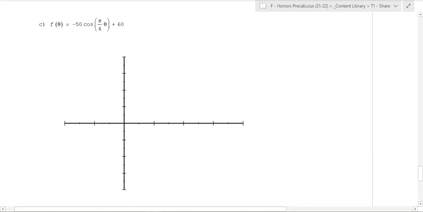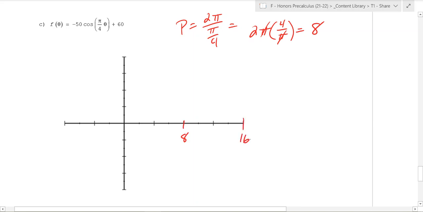So here's another good practice problem right here. And again, you can choose the scale here. So in this case, the period is going to be 2 pi over pi over 4, which is 2 pi times 4 over pi, where the pi's cancel, and you're left with a period of 8. So this repeats every 8. So in this case, call this 8, call that 16, and then it's -50 cosine, and it's plus 60. So you can make the midline a little bit above 50, if that's 50, and make it y equals 60.